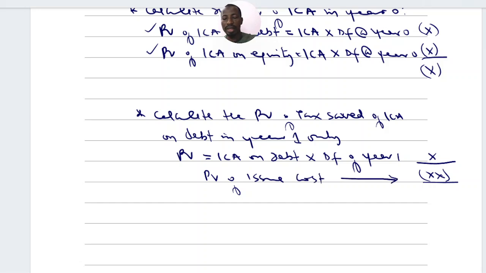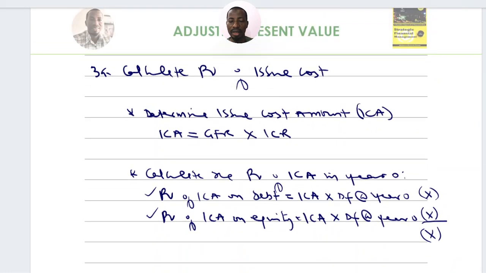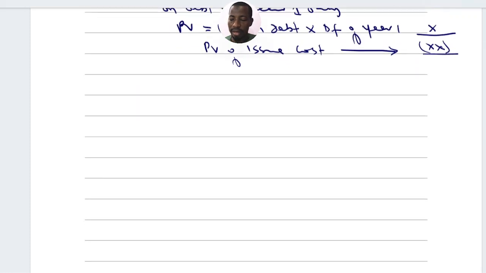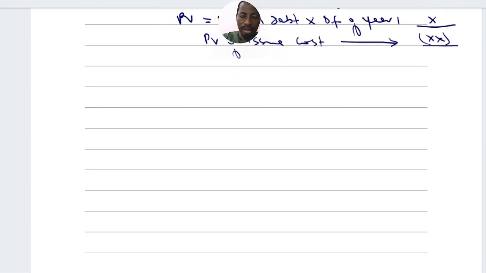Okay, so these are the procedures you are expected to carry out whenever you want to compute the PV of issue costs. So that's that. So this next stage, 3B now. Calculate the PV of net subsidy.